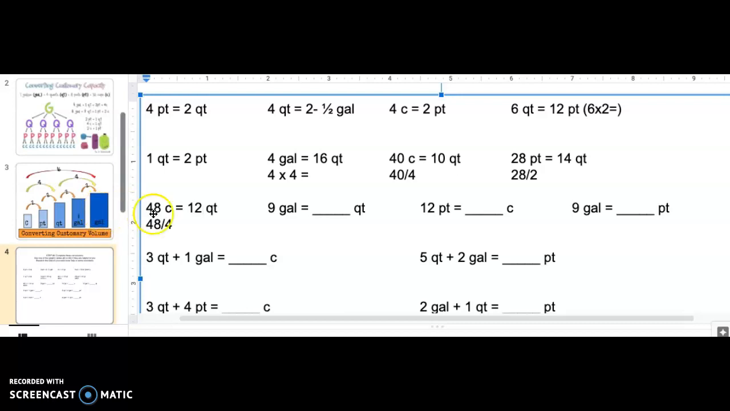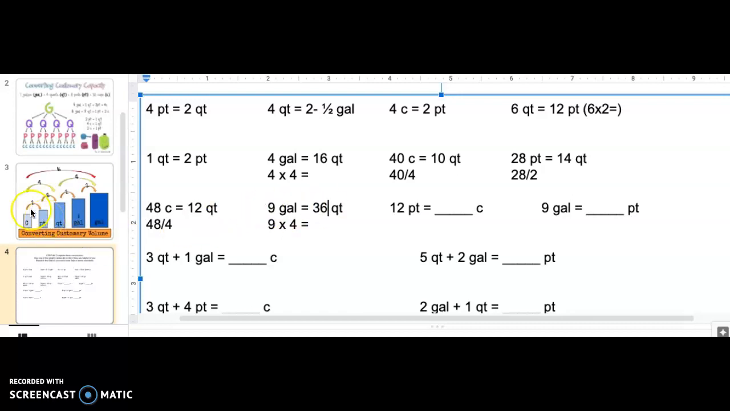If I had 9 gallons, how many quarts is that? Let's see, 9 gallons. How many quarts are in just 1 gallon? 2, 4 quarts are in a gallon. So for all of these 9 gallons, every gallon has 4 quarts in it. So I'm doing 9 times 4. What is that? 36 quarts.